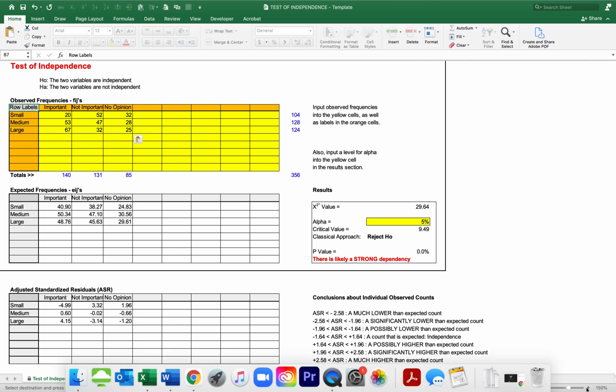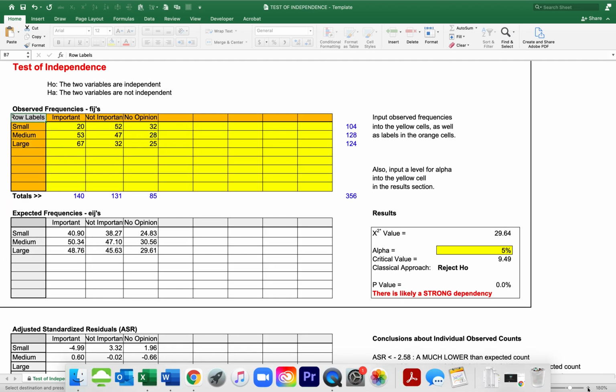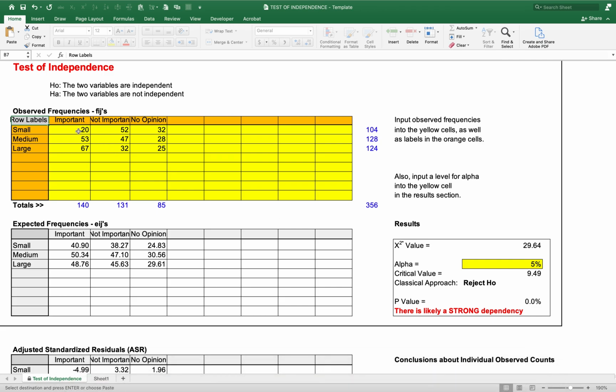Let me just make this a little bit bigger here, and let's take a look at what we've got here. So it gives me my EIJs right here. And notice actually that all of the EIJs are a healthy size. Remember that we can't have any of the EIJs less than 1, and no more than 20% of the cells can have EIJs less than 5. I've actually got a message that will appear, and we'll see this in the next example. There'll be a warning message if the EIJs are too small, so we'll see that next.